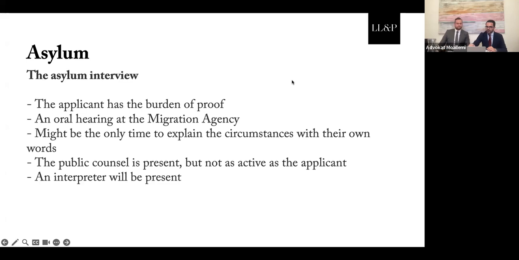So about the asylum interview, in the beginning I talked about the criteria, and I said that the applicant needs to be able to prove. The reason I said this is that in asylum cases, it is the applicant who has the burden of proof. So if you say to the migration agency, I cannot go back because of this and this, then you need to be able to prove this to them. And how you do that is, for instance, through this oral hearing at the migration agency.